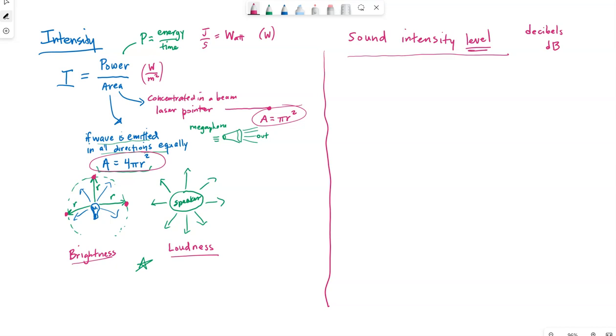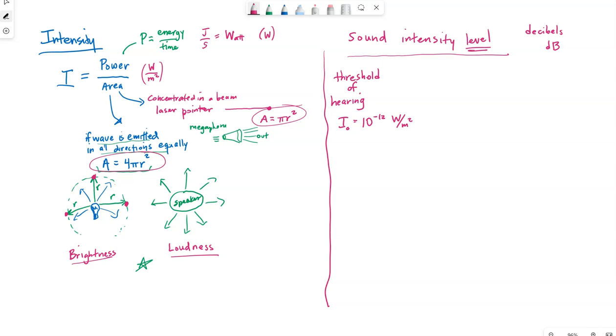It turns out sound intensity levels span a huge range of numbers. So for example, the softest, the absolute smallest intensity normal hearing could hear, we call this value the threshold of hearing. We use an I naught to represent it. It has a value of 10 to the negative 12 watts per meter squared. It's an extremely small number.